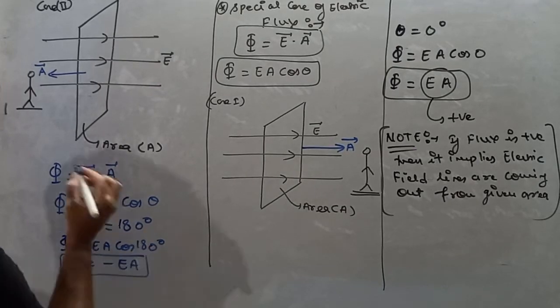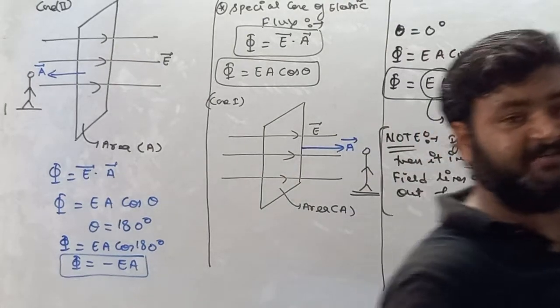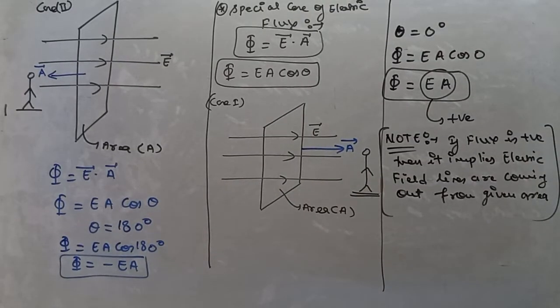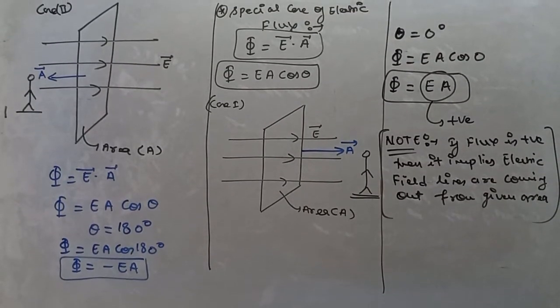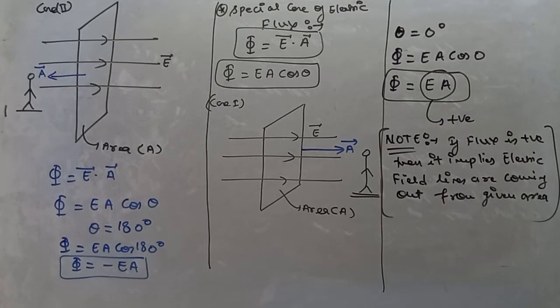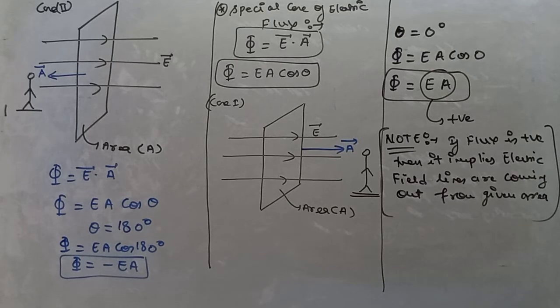Now see my dear student, flux is not a vector quantity, flux is a scalar quantity, and any scalar quantity can never be negative. Because flux is basically nothing but the number of electric lines of force passing through any given area. This is basically the definition of flux. So if I'm talking about the number of electric lines of force passing through any given area as flux, then a number can never be negative. But in this situation, flux comes to be negative.